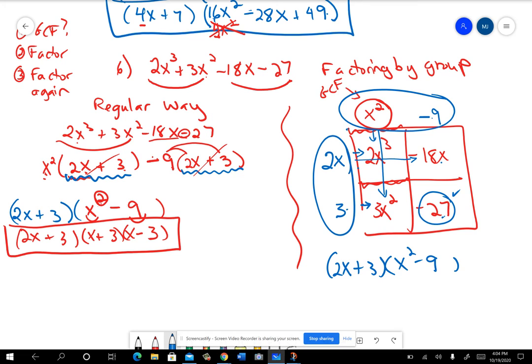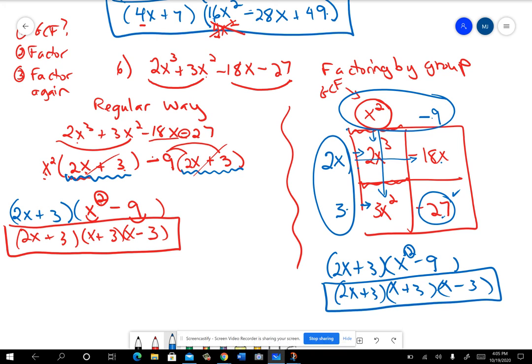All right, now what's going to happen after that is you're going to check, since that's squared, about whether it can break down again. And you're going to think, you know what, it can, just like we noticed before, and you'd break it down further, and you'd wind up with 2x plus 3, and then x plus 3, x minus 3. All right, so I wanted to do those 6.